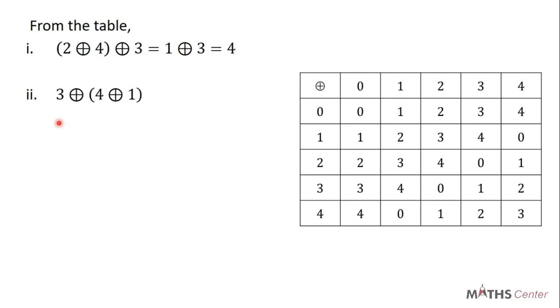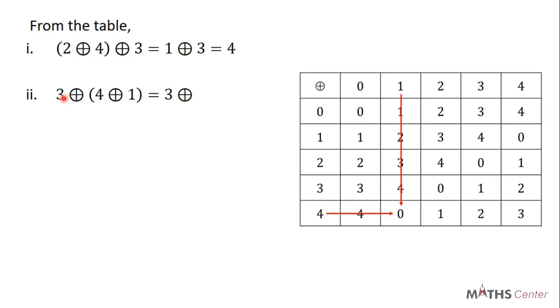Let's move on. II. 3 plus into bracket 4 plus 1. This will give us 3 plus then what we have in the bracket. What we have in the bracket is 4 plus 1. So you read 4 plus 1 from the table. 4 plus 1. From the table, 4 plus 1 will give us 0.